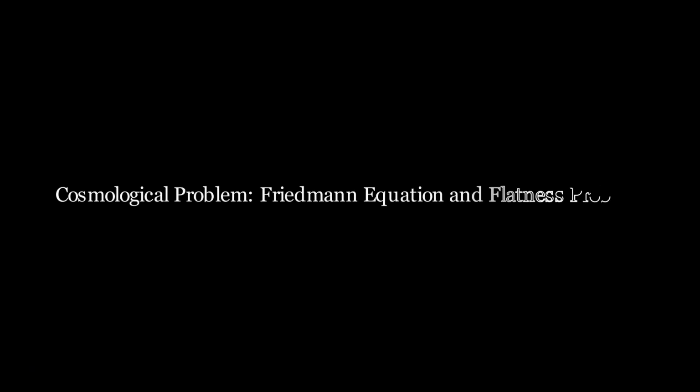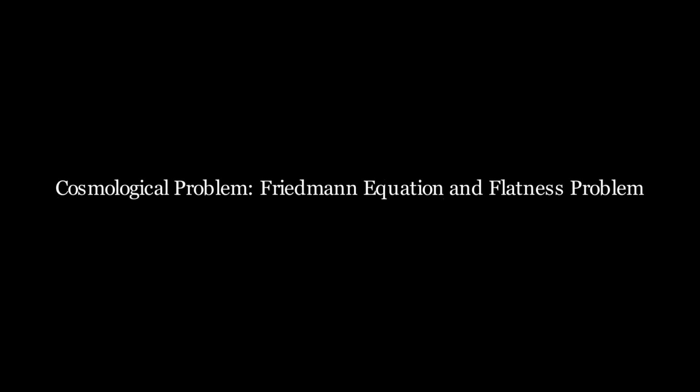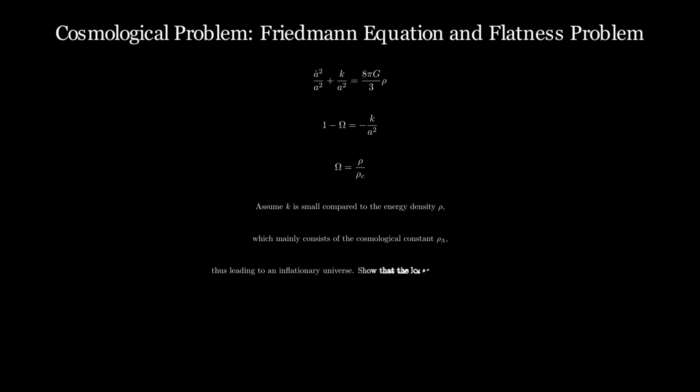Welcome to this video where we dive into an intriguing cosmological problem. Let's start with the problem statement. The first Friedmann equation can be expressed as the square of the time derivative of the scale factor divided by the scale factor squared, plus the curvature term divided by the scale factor squared, equals 8πG over 3 times the energy density. This equation can also be rearranged as 1 minus Ω equals negative curvature term divided by the scale factor squared, where Ω is defined as the energy density divided by the critical density.